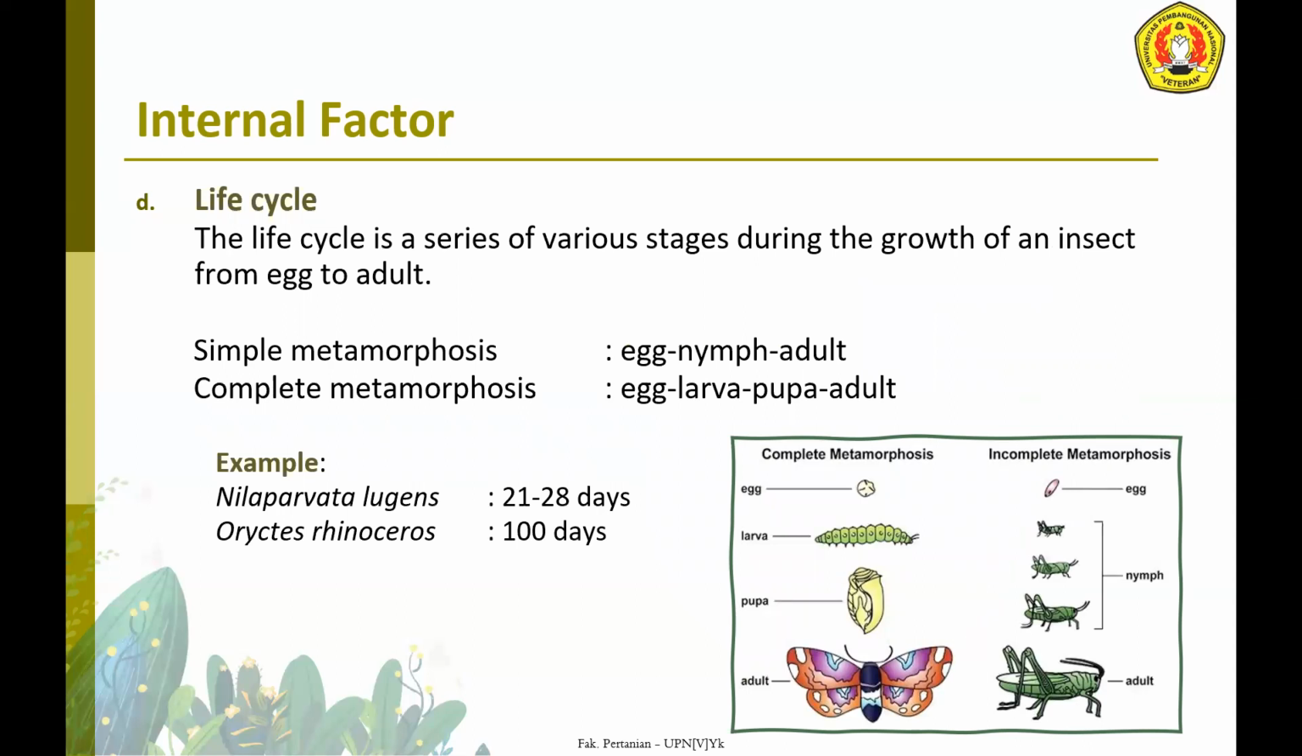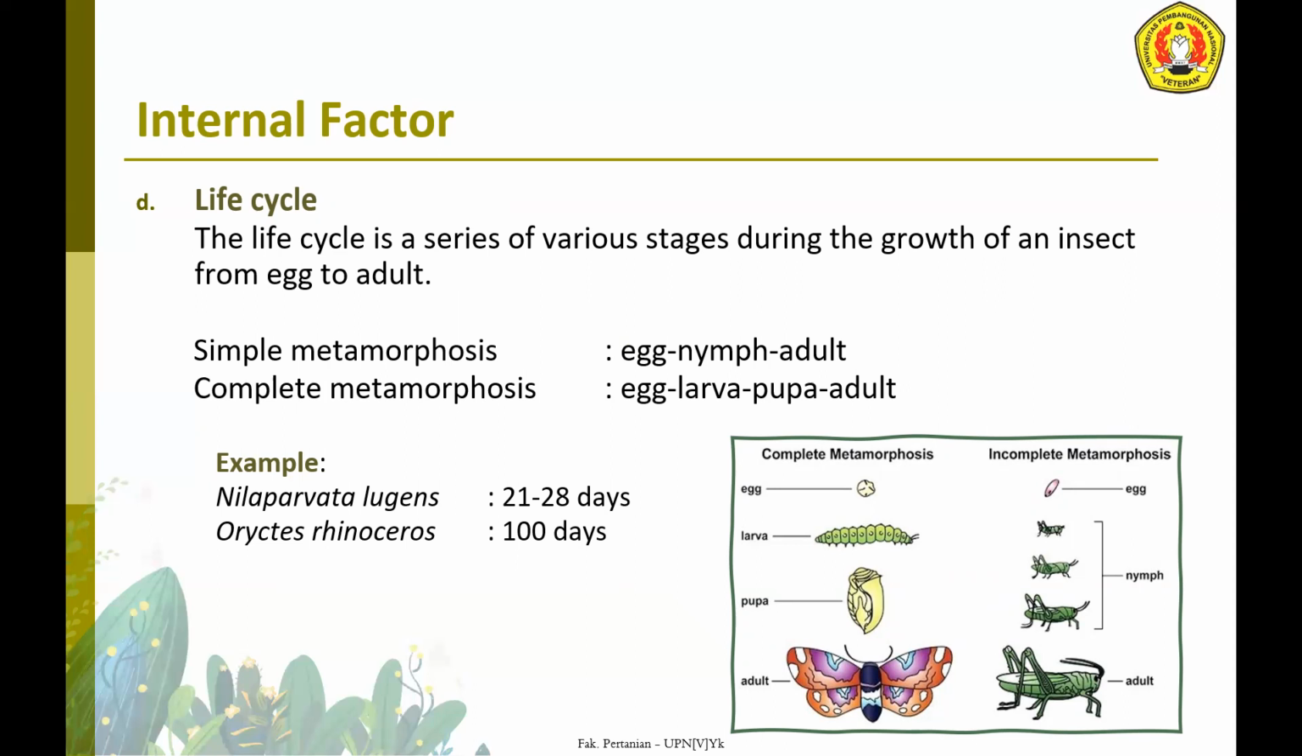This is about life cycle. The life cycle is a series of various stages during the growth of an insect from egg to adult. Jadi urutannya dari telur sampai ke dewasa, begitu sebutannya. Nah, ada two types of life cycle, simple metamorphosis and complete metamorphosis.